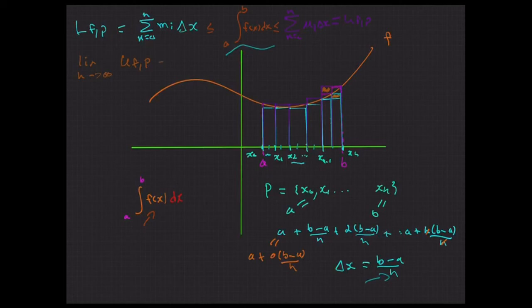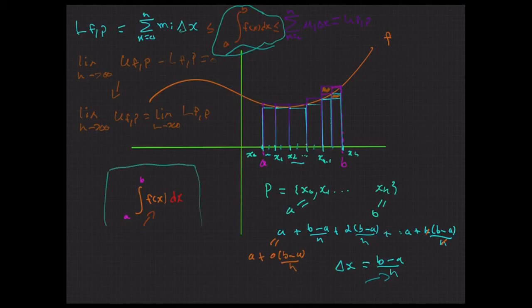So if U(f,P) minus L(f,P) is equal to 0, that means they're going to the same limit. That means the limits are the same. That implies that the limit as n goes to infinity of U(f,P) is equal to the limit as n goes to infinity of L(f,P). And by the squeeze theorem, what is in between them is actually the exact area, the integral from a to b of f of x dx.